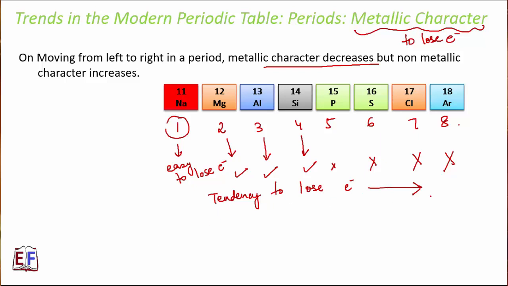And what happens to non-metallic character? Non-metallic character is just the opposite. It is the tendency to gain electron. So the tendency to gain electron will increase as we move from left to right. Therefore, non-metallic character will increase as we move from left to right. So the tendency to lose electron will decrease from left to right, and the tendency to gain electron will increase from left to right.